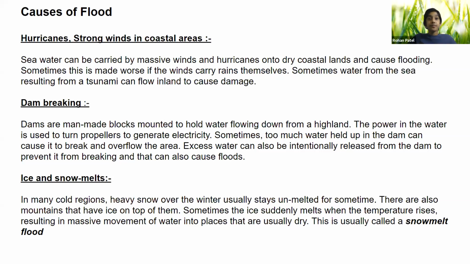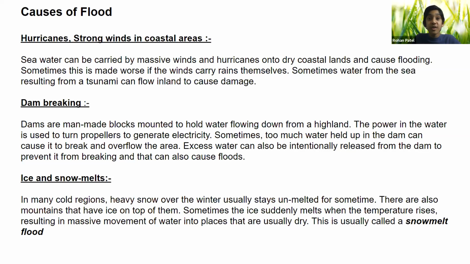Dam breaking. Dams are man-made blocks mounted to hold water flowing from high land. The power in the water is used to turn propellers to generate electricity. But sometimes too much water held up in the dam can cause it to break and overflow the area. Excess water can also be intentionally released from the dam to prevent it from breaking, and that can also cause floods.